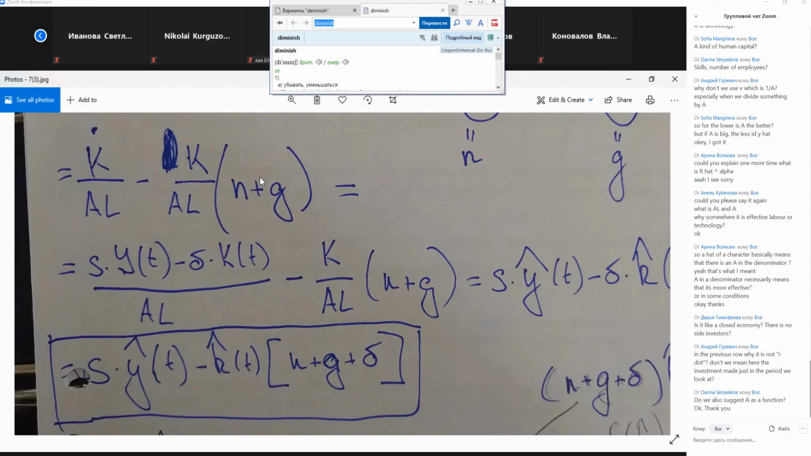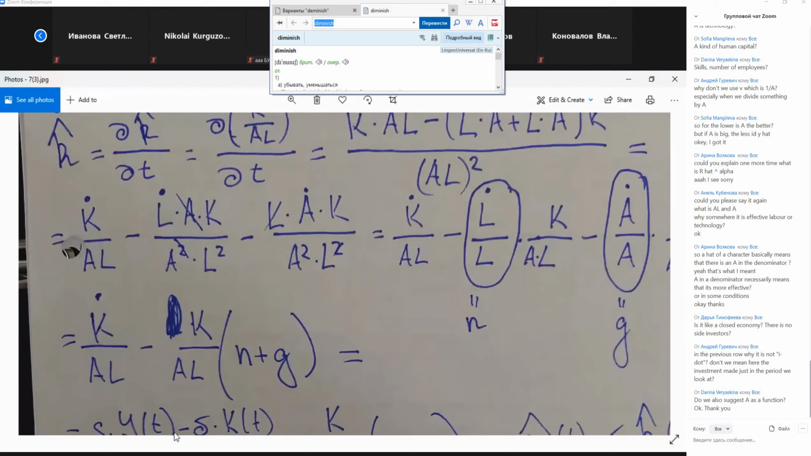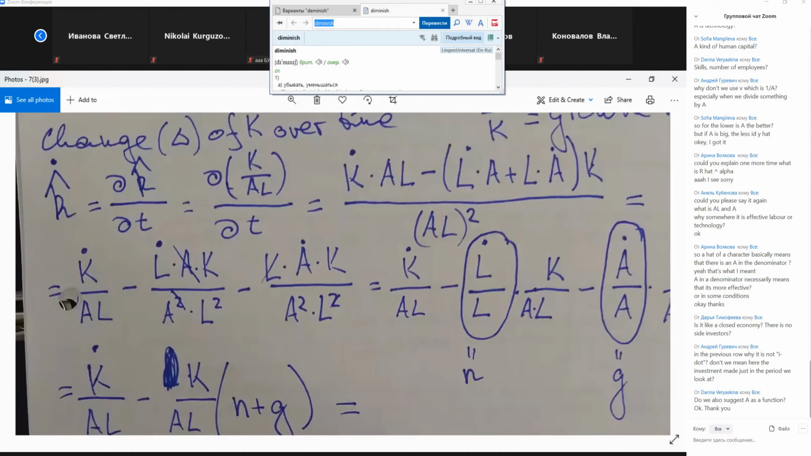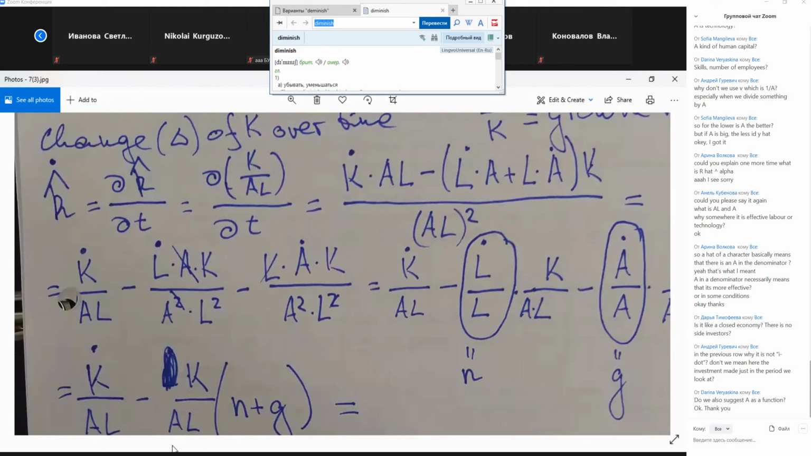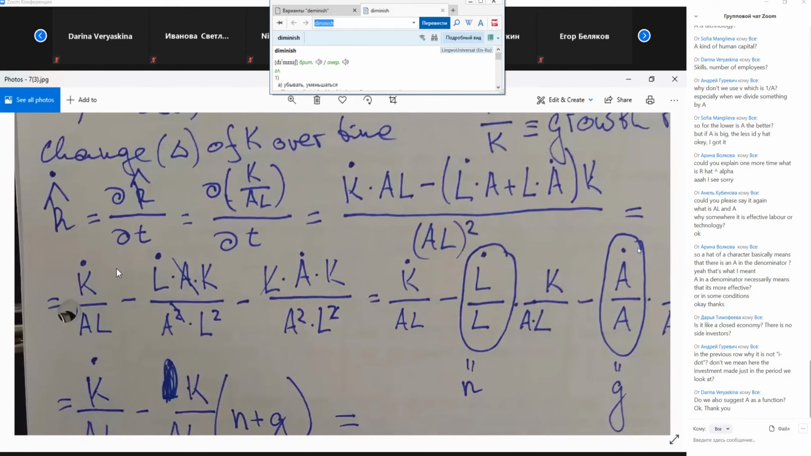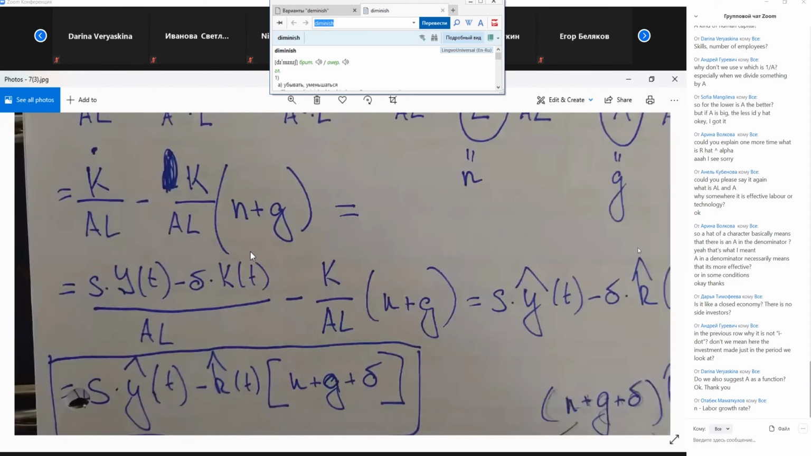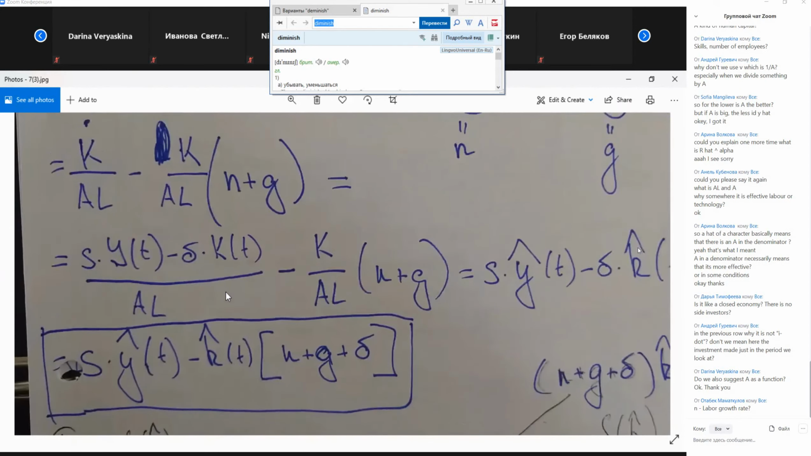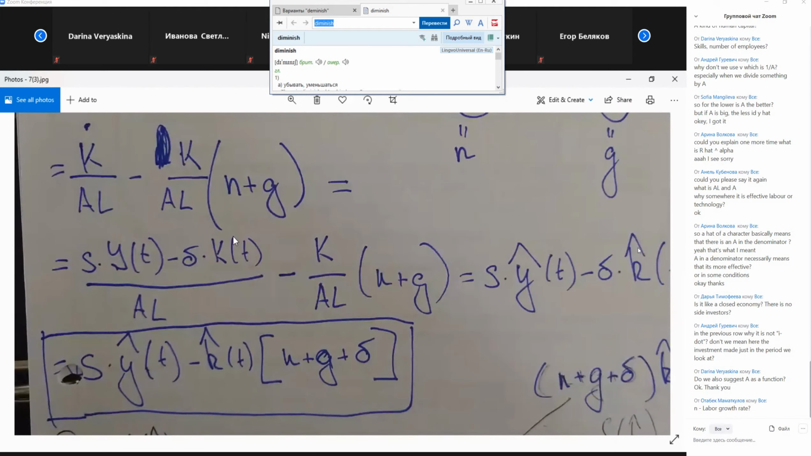Remember this whole sequence of equations. This sequence of equations is here to show us how this little k hat with a dot, so how capital per unit effective labor, evolves over time. Yes, n is the population growth rate. Oh, labor growth rate, it's the same.